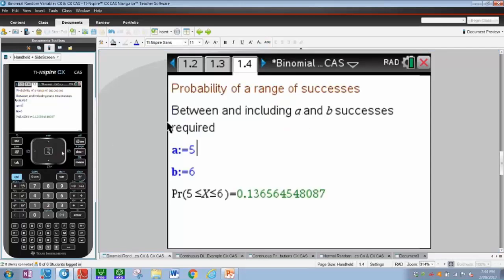Let's go to the next page, and this is where we've got a probability of a range of successes. So if you're looking at the scenario where you're having between and including A and B successes, the between and including part is actually very important, because binomial is a discrete random variable, it actually matters whether the endpoints are included. So this particular page assumes that you include both the endpoints.